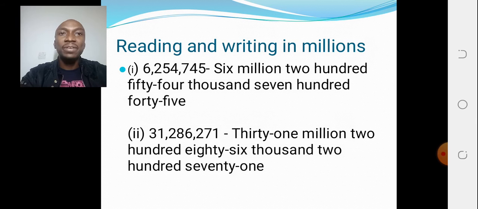Now the number we have here, let's read out the first one. Don't forget our rule, we need to start from the left hand side. So this is 6,254,745. Great. Now what about number 2? Number 2, 31 million, 286,271. Great. So that is how we read numbers in millions.